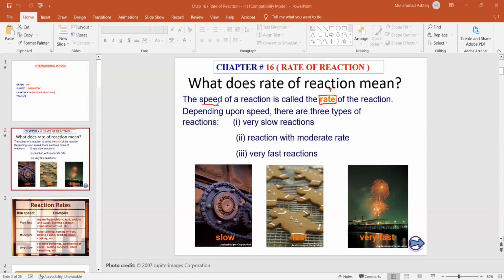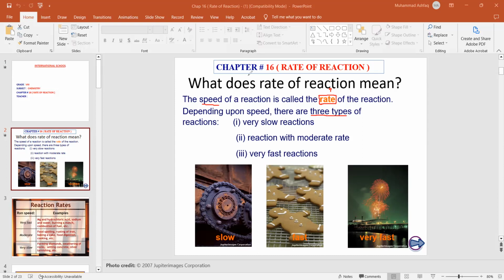You know that speed has two units. What do I mean by units? It moves with respect to time and also covers distance. In the same way, how much time is taken to complete a reaction. Understand? Depending upon speed, there are three types of reaction.